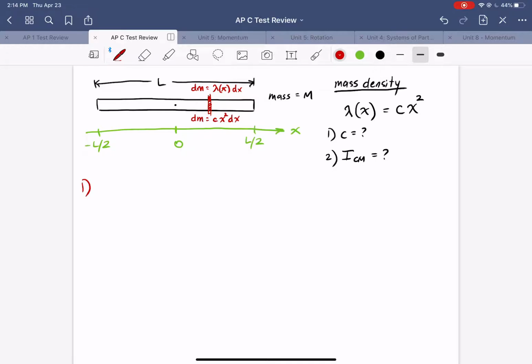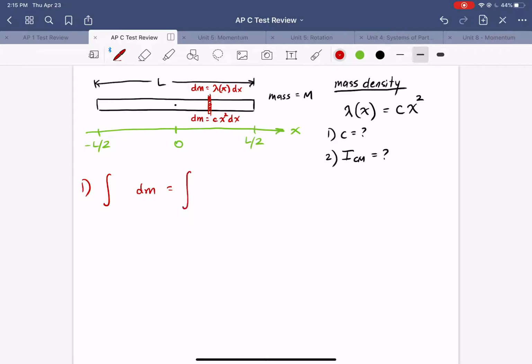So if I add up the dm for all of these slices for the entire bar, then I should get m. So what that looks like in terms of an equation is an integral of dm over the entire length of the bar. Actually, I should not put in these limits yet.